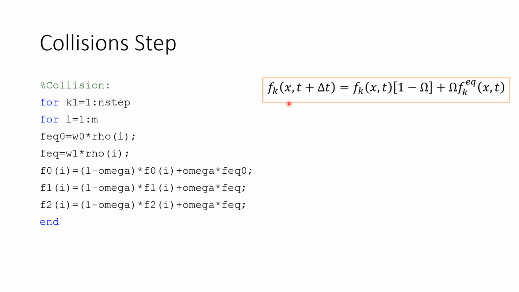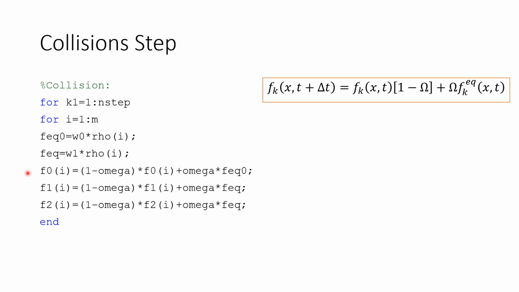which is described by this equation, this formula. And so for the collisions, streaming, and also the boundary condition substeps, we are going to do it for 200 time steps. So yeah, 1 to n step, the number of the time steps.